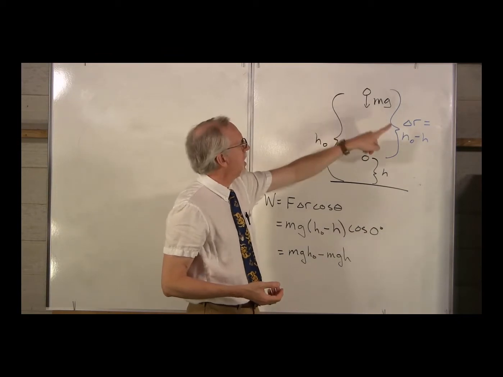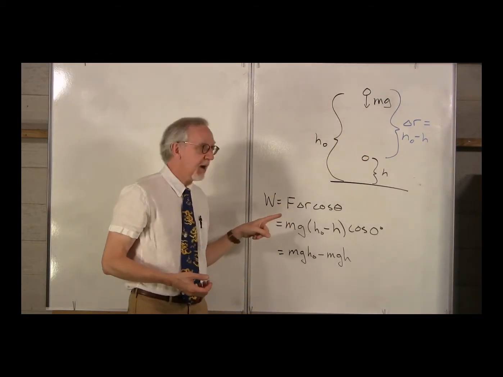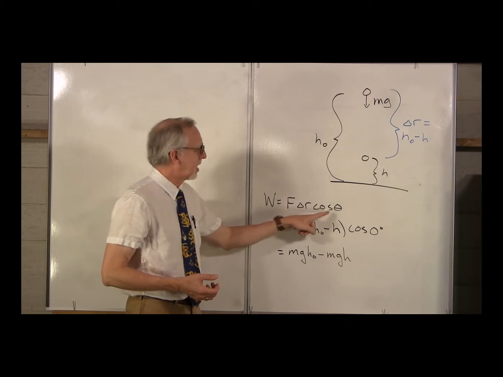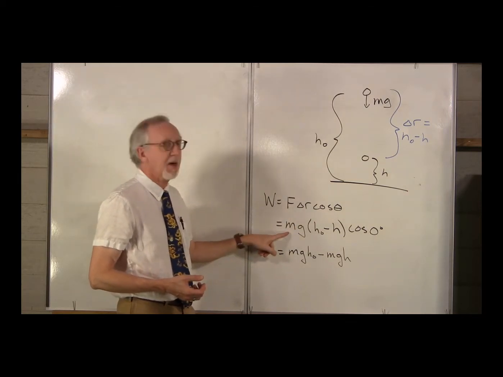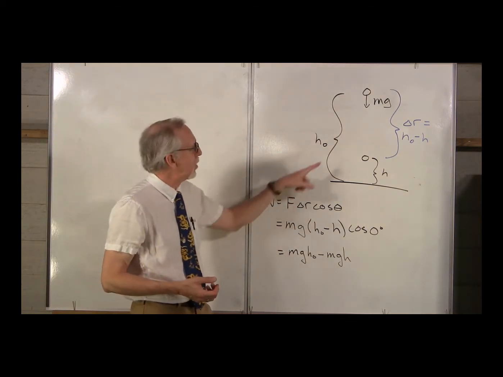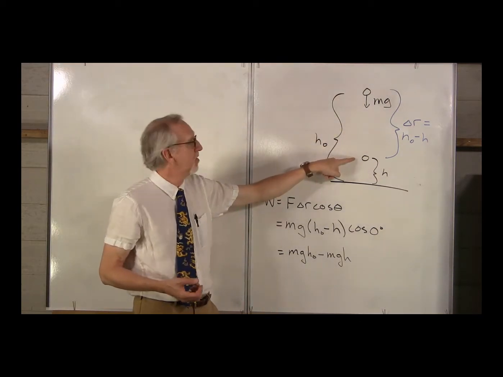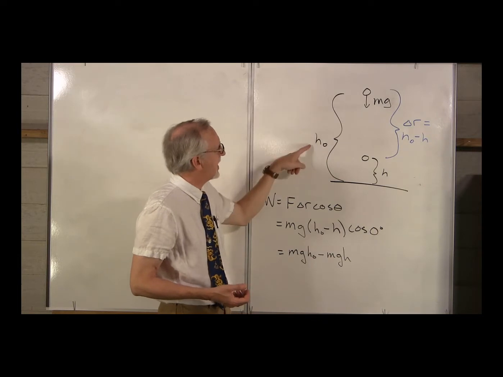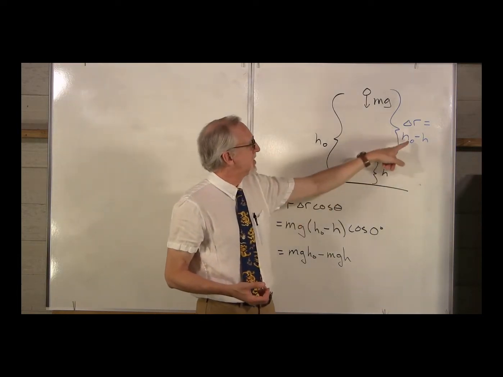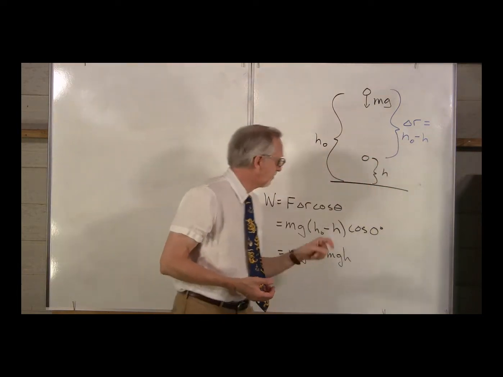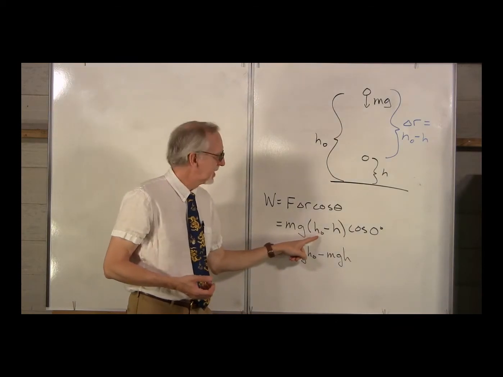mg. So the work done on the object by gravity, F delta r cos theta, will be F, mg, times the displacement. Now what's the displacement? The displacement is the distance that the object falls. In other words, if it starts off at h0 and ends up at h, the displacement is h0 minus h. So delta r is h0 minus h.